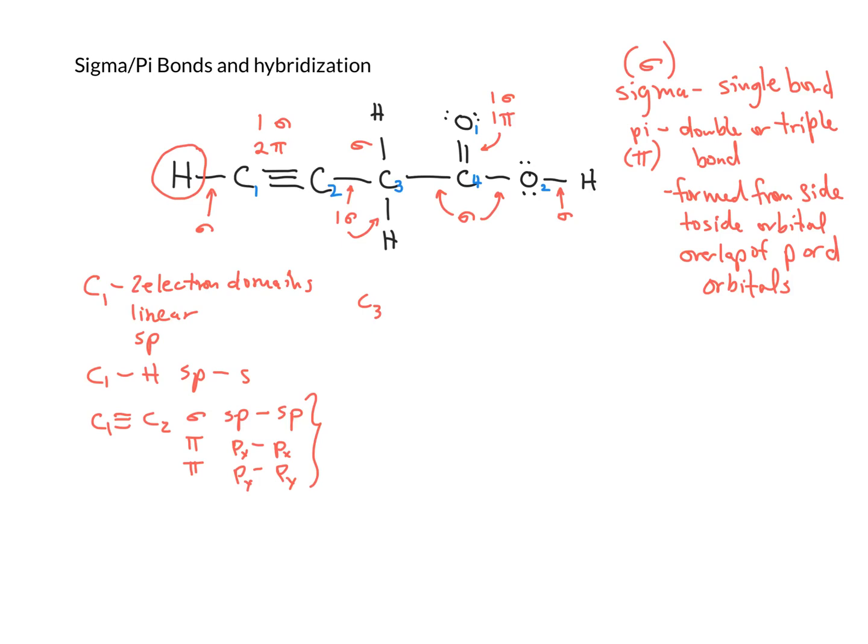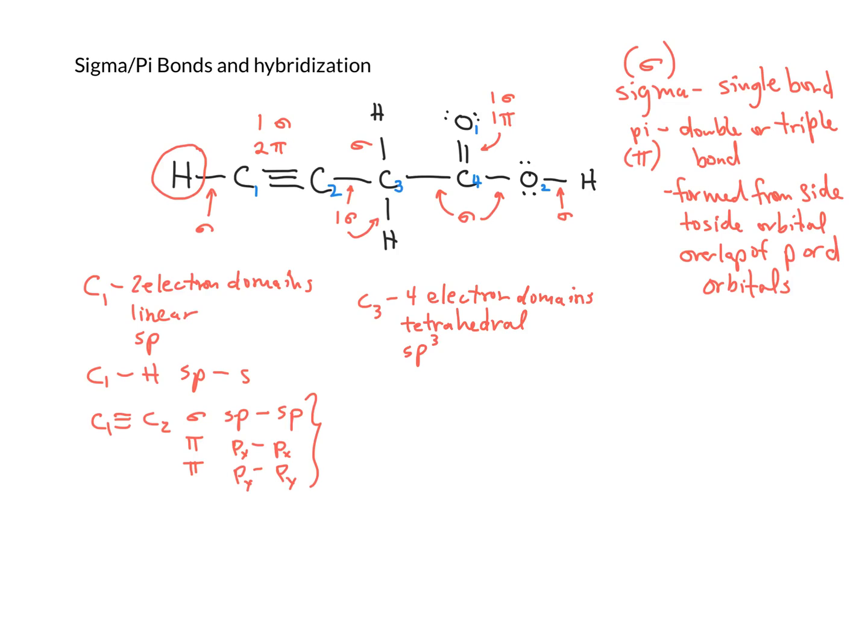Carbon-3, I have 4 electron domains, and all of those electron domains are bonding domains, so I would have an electron domain geometry and a molecular geometry of tetrahedral. Because I'm tetrahedral, how do I get those 4 electron domains? I have to be sp3 hybridized.